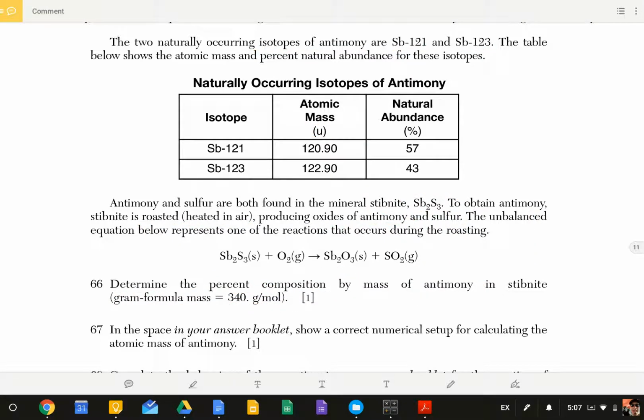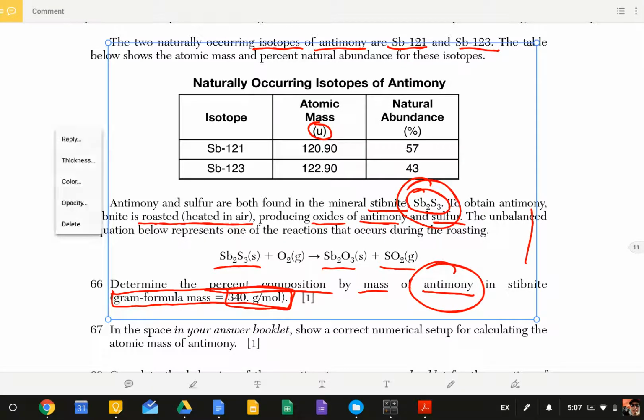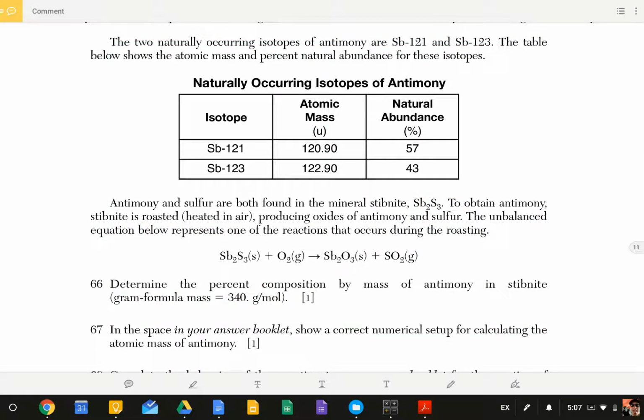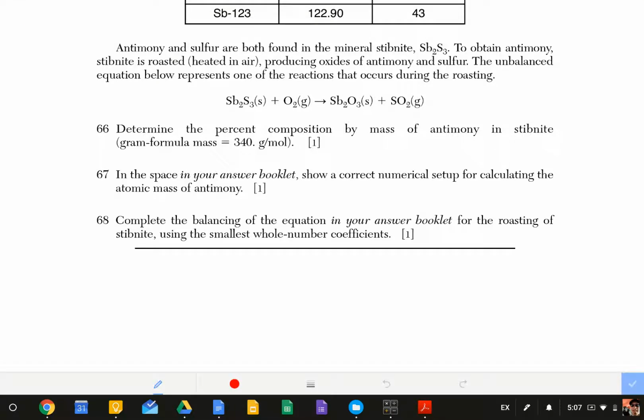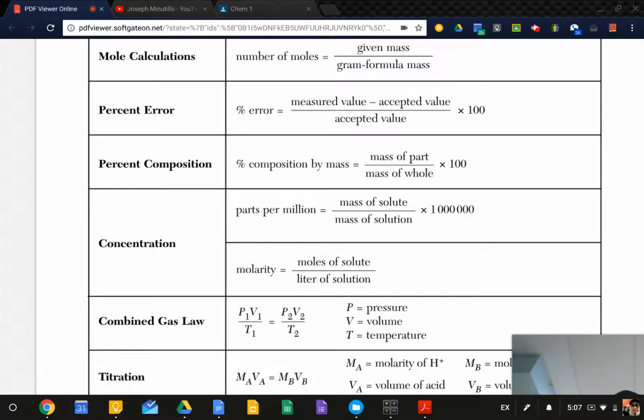Okay, let's get all this stuff out of the way and try one more. Let's try 67. In the space in your answer booklet, show a correct numerical setup. So again, numerical setup means show your math or you get no credit. So correct numerical setup for getting the atomic mass of antimony. I hate that they don't call it the average, because the atomic mass that's given to us is really the average.